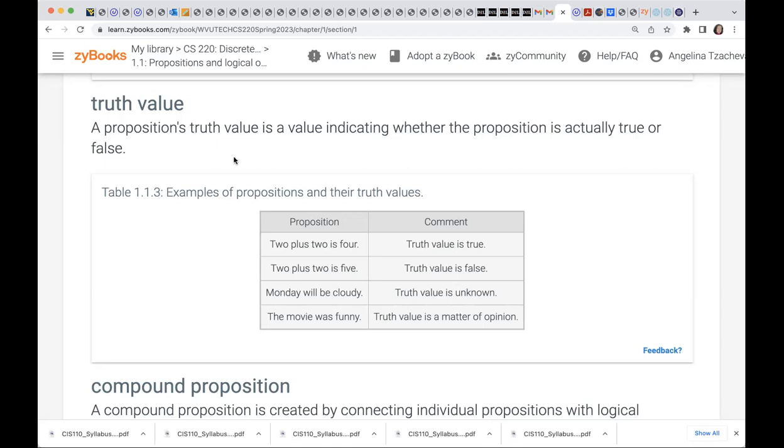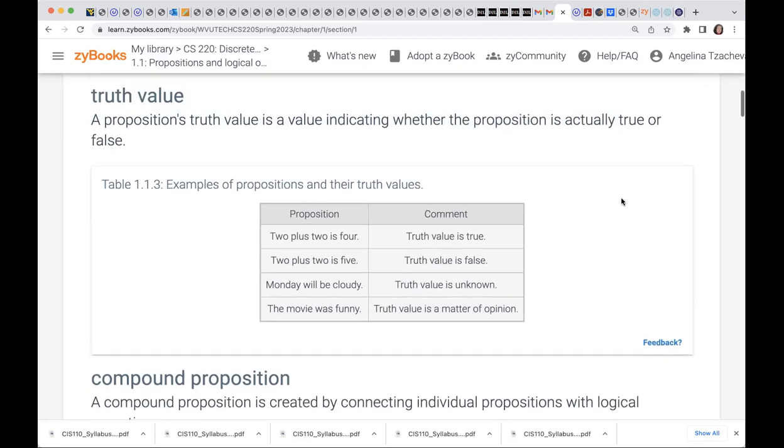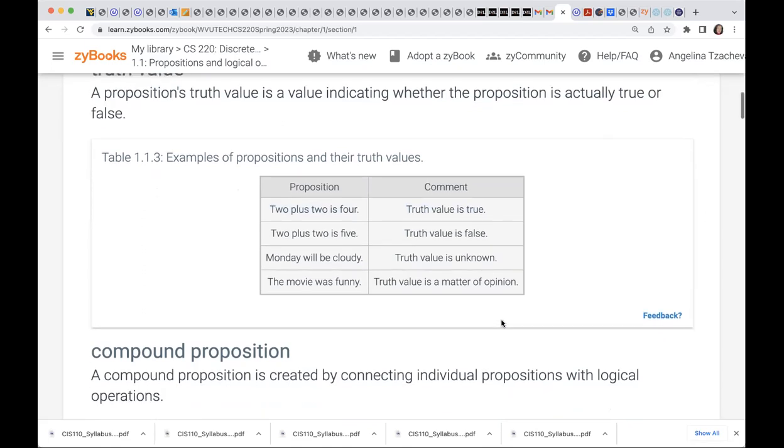So what is the truth value? The truth value means whether the proposition is actually true. Otherwise, it's false. So 2 plus 2 is 4. Truth value is true. 2 plus 2 is 5. Truth value is false.